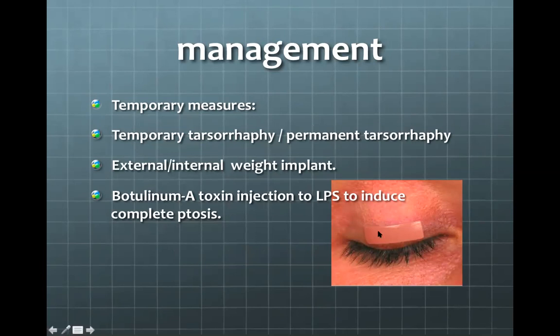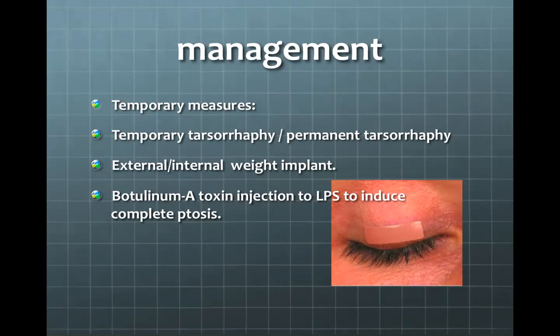External implants are those that are fixed with glue over the upper eyelid. They come in colors so that they will not be obvious. Or you can use, in very severe cases, when you want the eyelid to be shut completely, Botox to the levator palpebrae superioris.